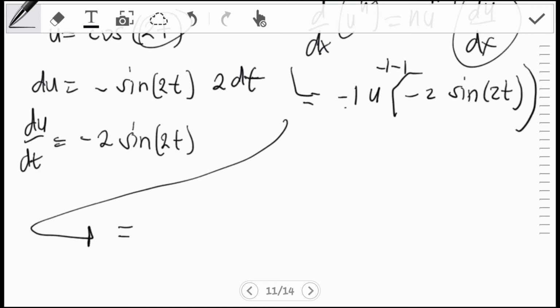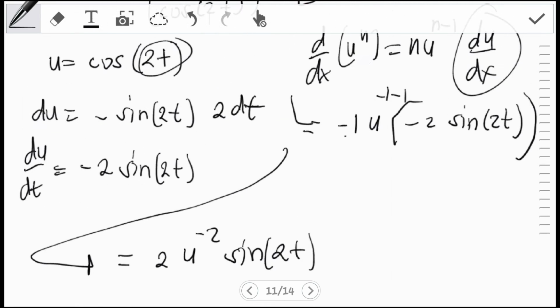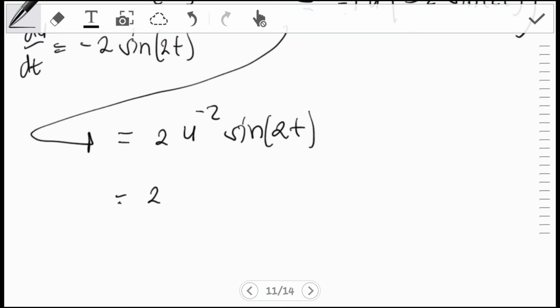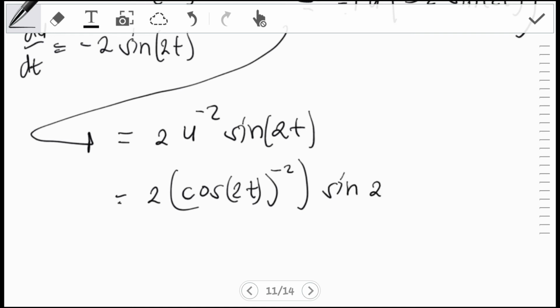Negative, that is positive, 2 u to the power negative 2, then sine 2t. Okay? Substitute the equivalent of u, which is cosine 2t. Okay? So 2, that is cosine 2t to the power negative 2. Okay? Then sine 2t.